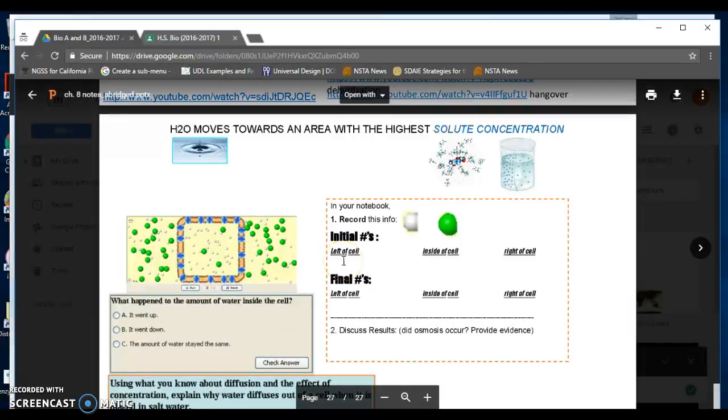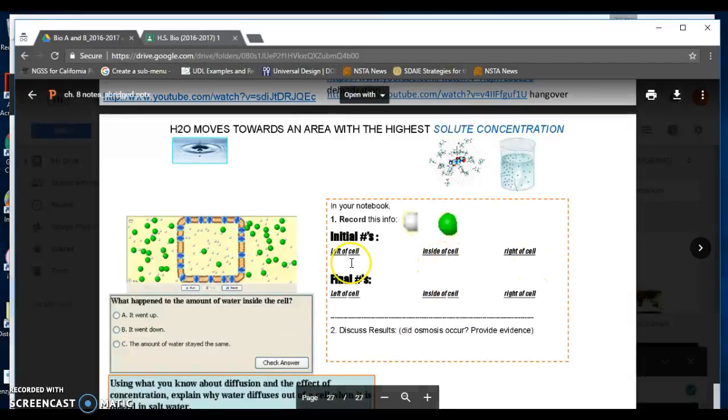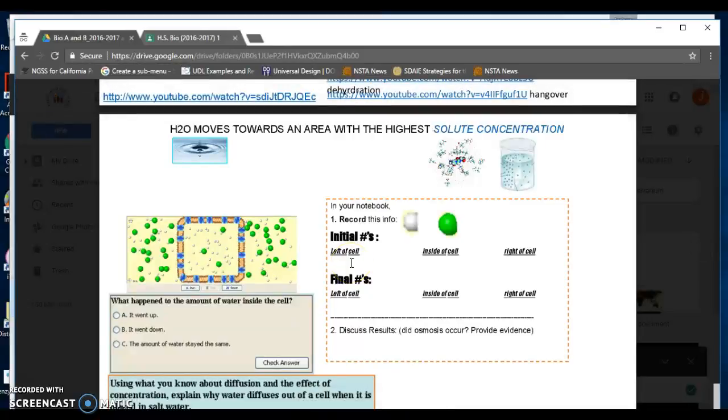All you then have to do is compare the initial amounts of water on the left, inside, and right side of the cell and decide, did water move towards a lower concentration? So where was most of the water in the beginning? And if most of the water was in a particular area, did it spread out and go to an area where lower concentration was? Or did the water go to where there was a higher concentration of solutes?